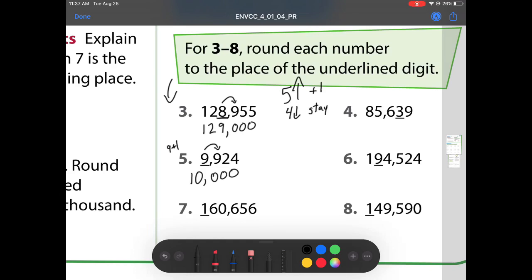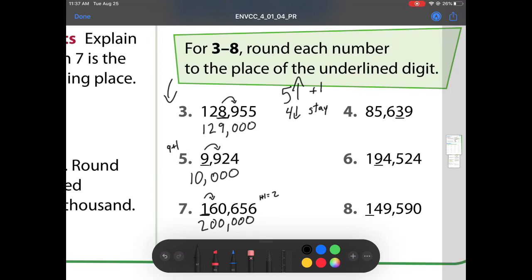Our next one, I'm apparently doing the odd ones first. Underline your place value and go next door. 5 or more, you add one more. So we're going to add one more to 1. So 1 plus 1 is equal to 2. So that's 2. Look to the right, put zeros in sight.